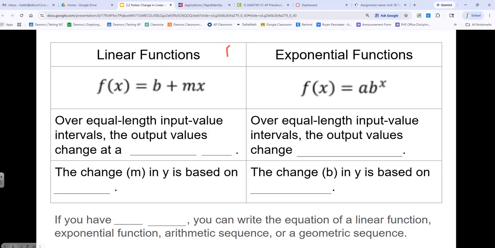So think about a linear function. Let's do a really easy one. Let's say we've got 0, 1, 2, 3, and let's say we got 4, 6, 8, 10. If we're talking about the rates of change here, we first have to check that we have equal length input value intervals. What does that mean when we have equal length input value intervals?